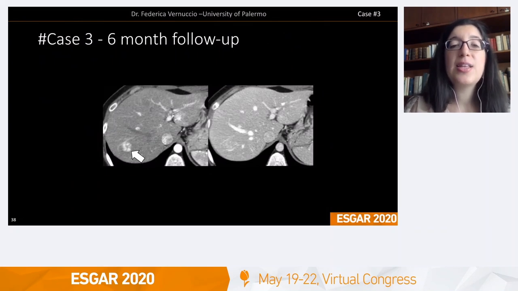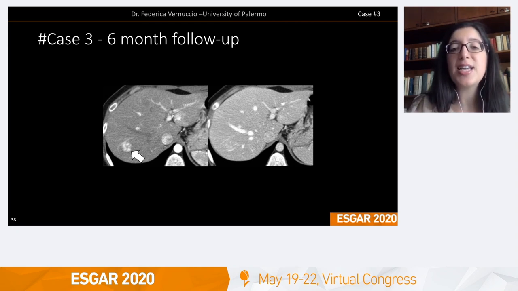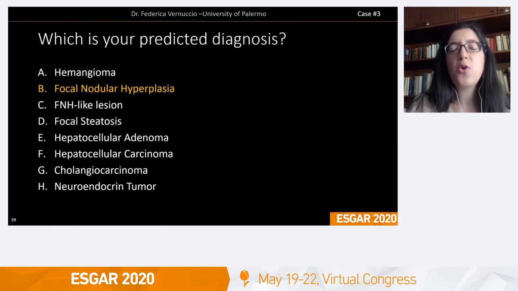The patient underwent a 6-month follow-up on CT, and here is the lesion. Now I know that all of you will recognize what this lesion is. It is very hypervascular in the hepatic arterial phase, as indicated by the arrow, and it is nearly isoattenuating to the liver on portal venous phase. So I know that all of you will have answered correctly, and this is the right diagnosis. This is a focal nodular hyperplasia.